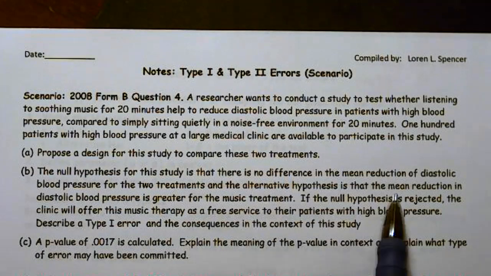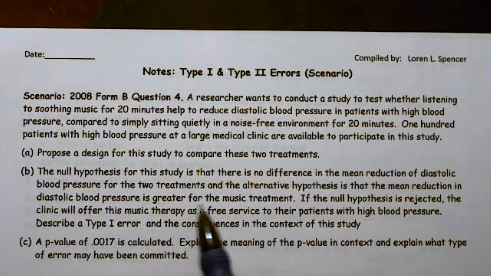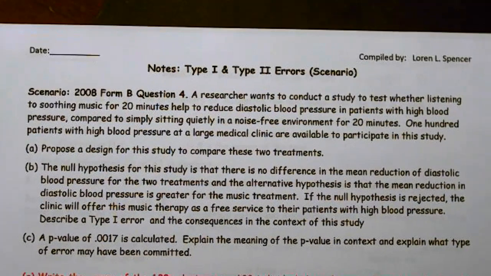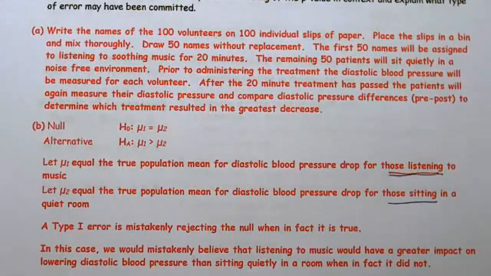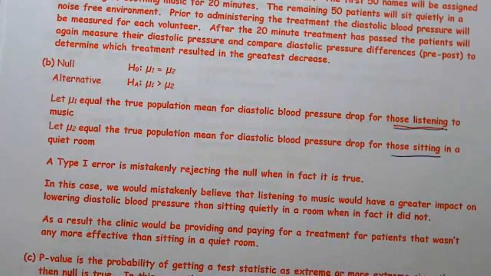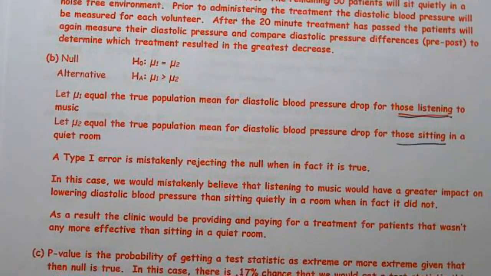And the alternative is that the mean reduction in diastolic blood pressure is greater for the music treatment. If the null hypothesis is rejected, the clinic will offer the music therapy as a free service to their patients with high blood pressure. Describe a type 1 error and the consequences in the context of the study. Well, first off, type 1 error, definition: mistakenly rejecting the null when in fact it's true. In this case, we mistakenly believe that listening to music would have a greater impact on lowering blood pressure than sitting quietly in a room, when in fact it doesn't.